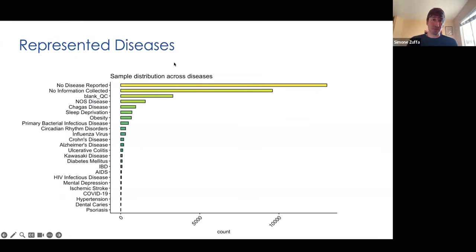In the end, we also have a lot of different diseases represented. Obviously, the most represented samples are from people who do not report any disease, and these are usually the healthy controls of your study. But then we have a lot of diseases represented that range from obesity, HIV, IBD, and, for example, also COVID-19 samples.